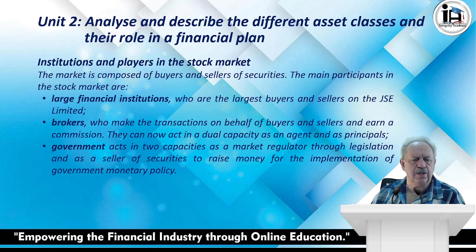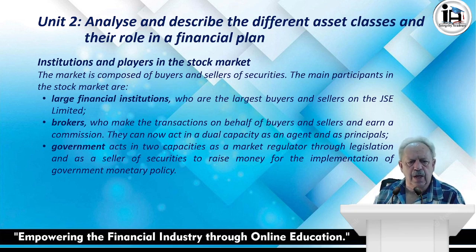Right, who are the institutions and players in the stock market? The market is composed of buyers and sellers of securities. The main participants in the stock markets are large financial institutions, who are the large buyers and sellers on the JSE Limited, and your brokers who make the transactions on behalf of buyers and sellers and earn a commission.